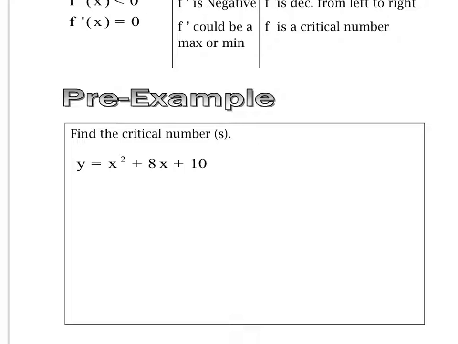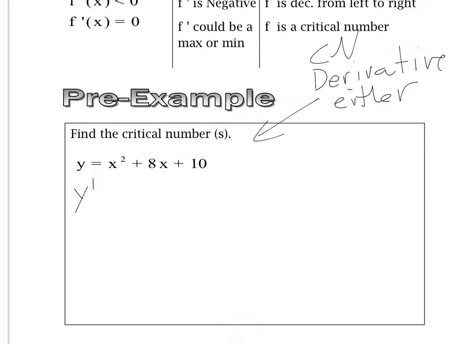So one of our first steps is just to find the critical numbers. This is what we call a pre-example for example 1. We're going to do this first, and all I want to do is find the critical numbers. So what does that mean? Well, critical numbers are when the derivative, and it's important to remember this, either does not exist or equals 0.